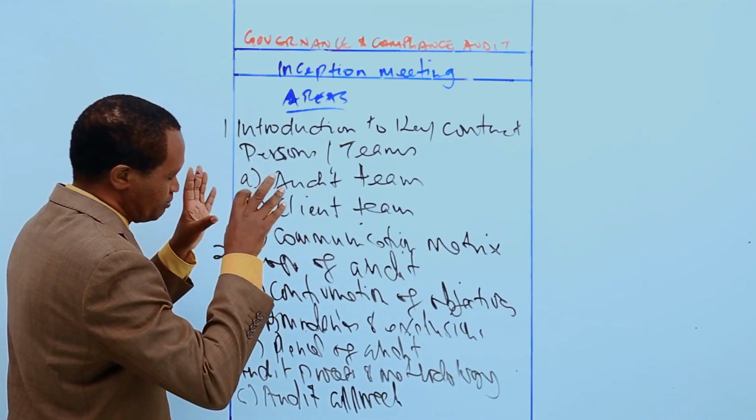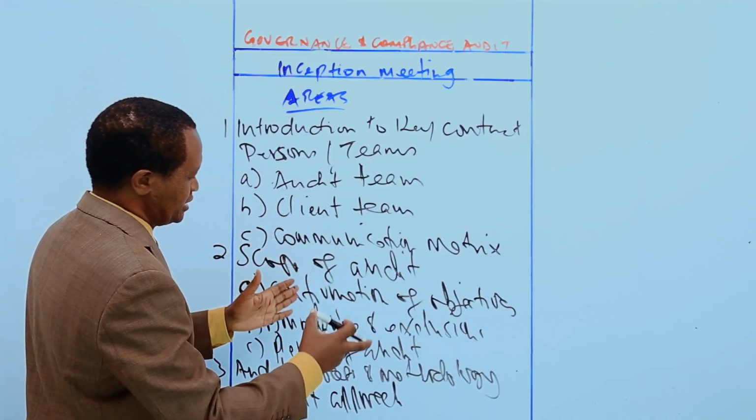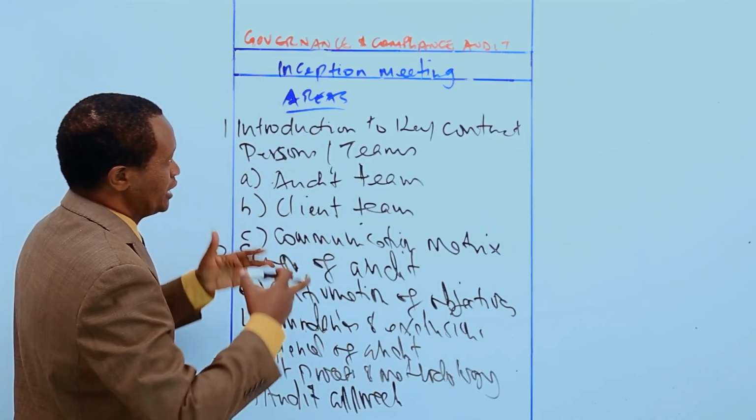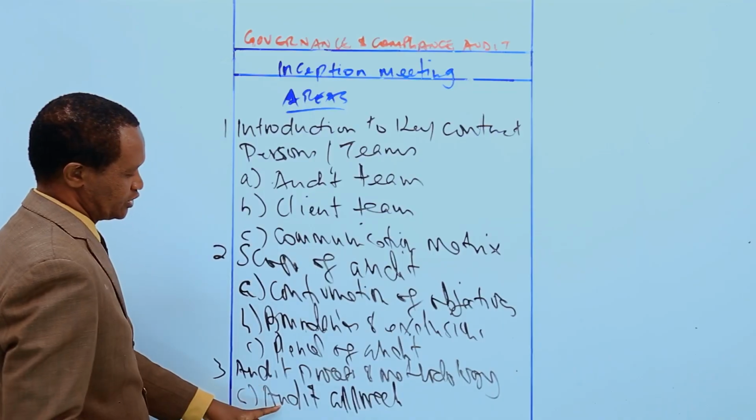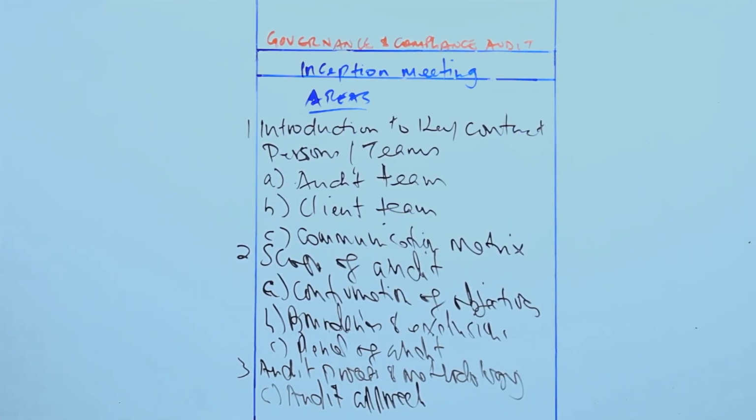The auditor has to specifically tell the client that this is the approach that we are going to use while conducting the governance and compliance audit. So we have audit approach, that is number one, under audit process and methodology.